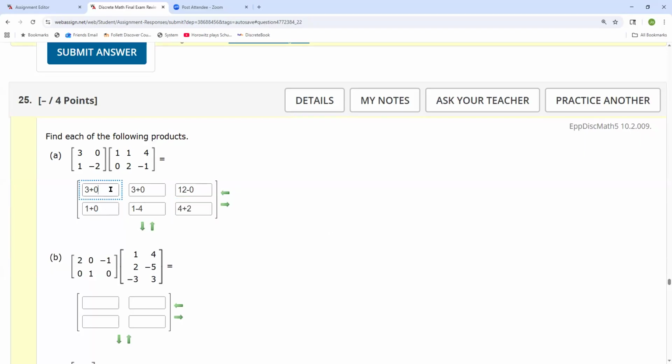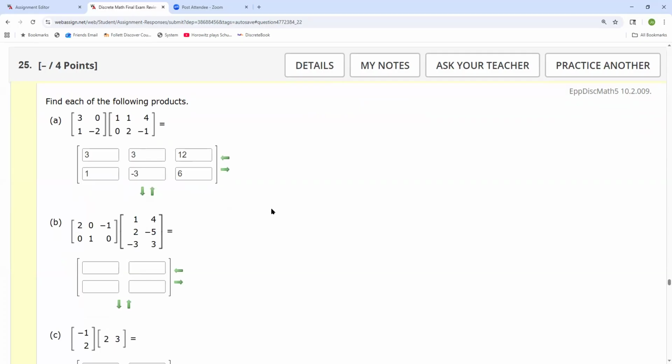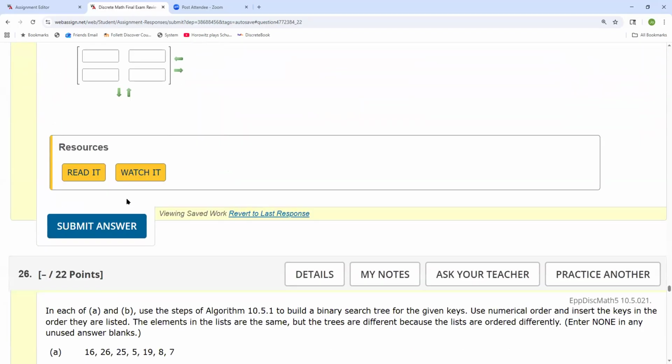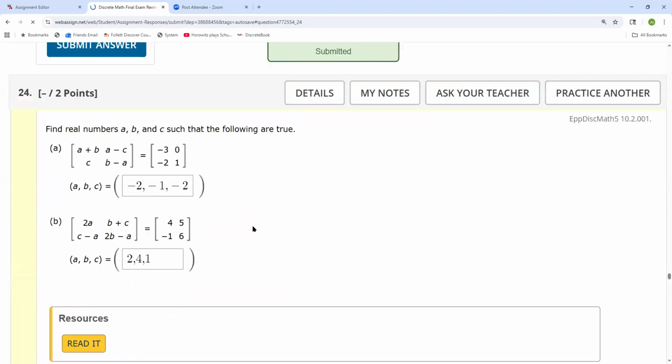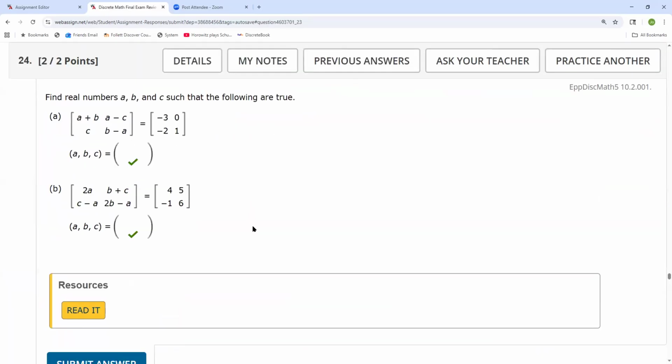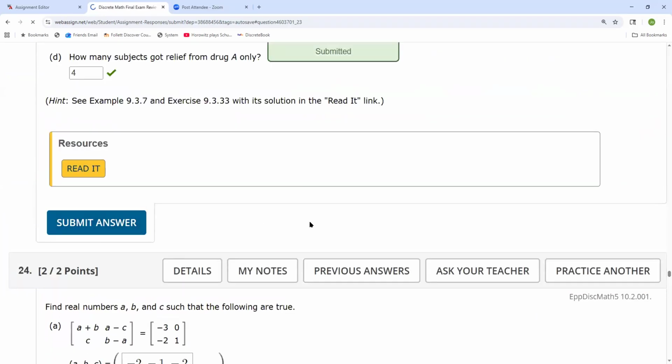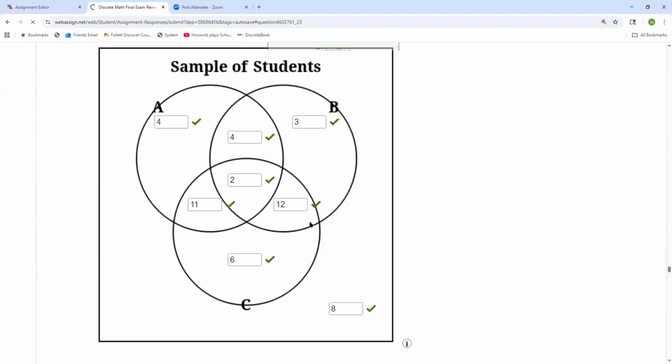What is 3 plus 0? 3. What is 3 plus 0? 3. What is 12 minus 0? 12. What is 1 plus 0? 1. What is 1 minus 4? -3. What is 4 plus 2? 6. So it's equal to 6 for the last one. Now let's go ahead and click submit. I'll submit all the other ones as well. I guess I already did that one.